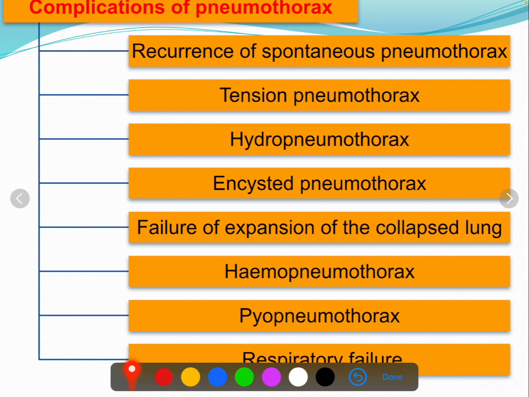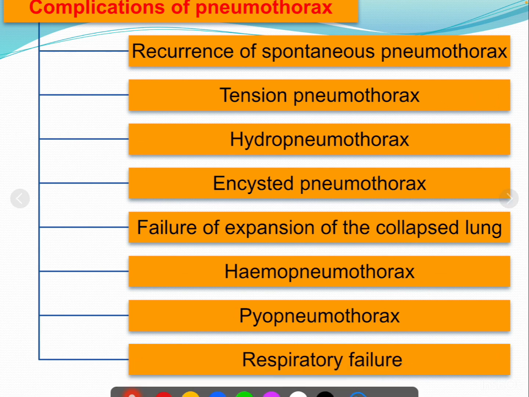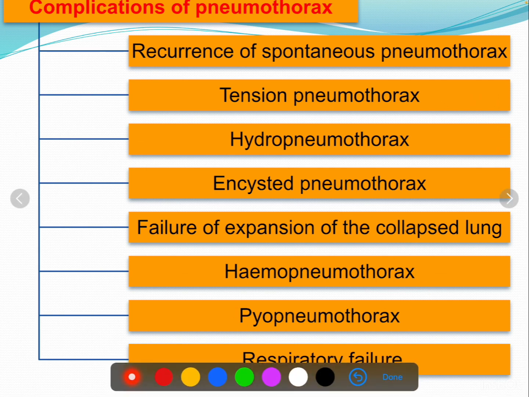So yeah, what are the complications of pneumothorax? They are telling that recurrence of spontaneous pneumothorax could be there. There could be tension pneumothorax, hydropneumothorax, or encysted pneumothorax. Failure of expansion of collapsed lung could be there, or respiratory failure.